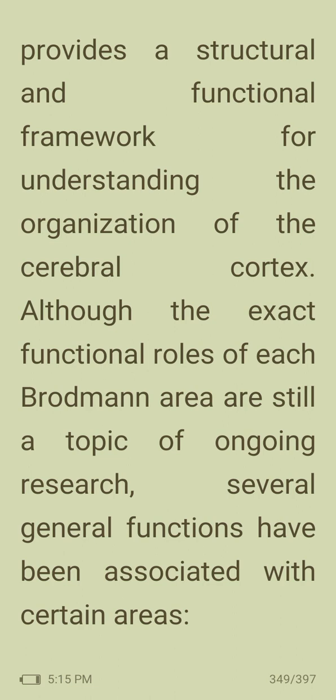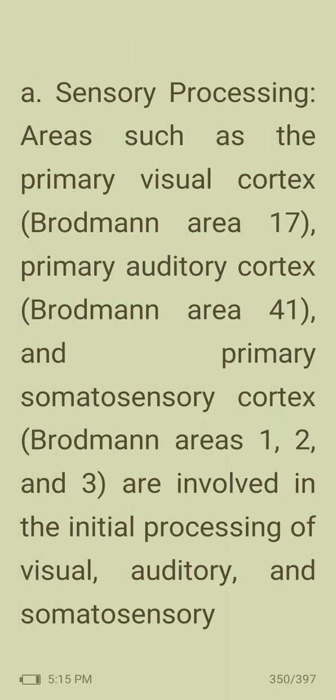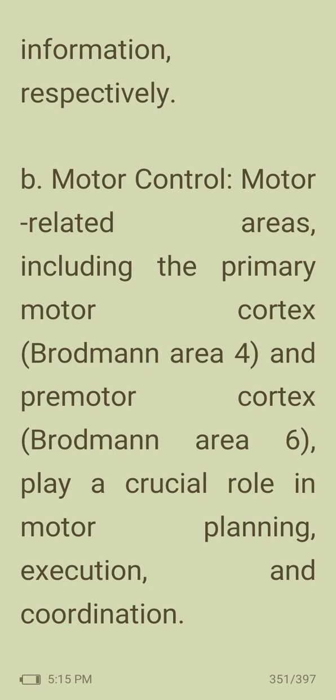Although the exact functional roles of each Brodmann area are still a topic of ongoing research, several general functions have been associated with certain areas, like sensory processing areas such as primary visual cortex, Brodmann area 17, primary auditory cortex, Brodmann area 41, and primary somatosensory cortex, Brodmann area 1, 2, and 3, are involved in the initial processing of visual, auditory, and somatosensory information respectively.